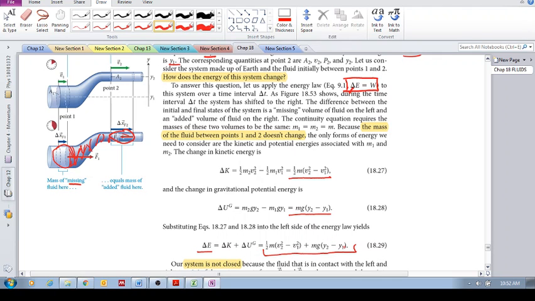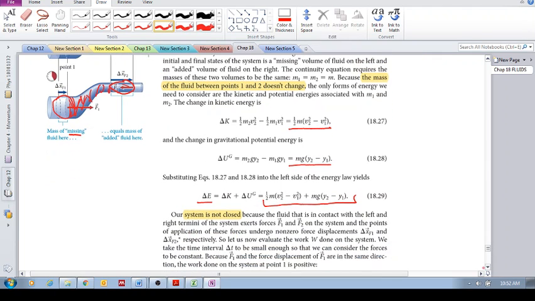Kinetic and potential. Alright, so that's good enough for this one. We looked at the change in energy. In the next one we're going to look at the work.